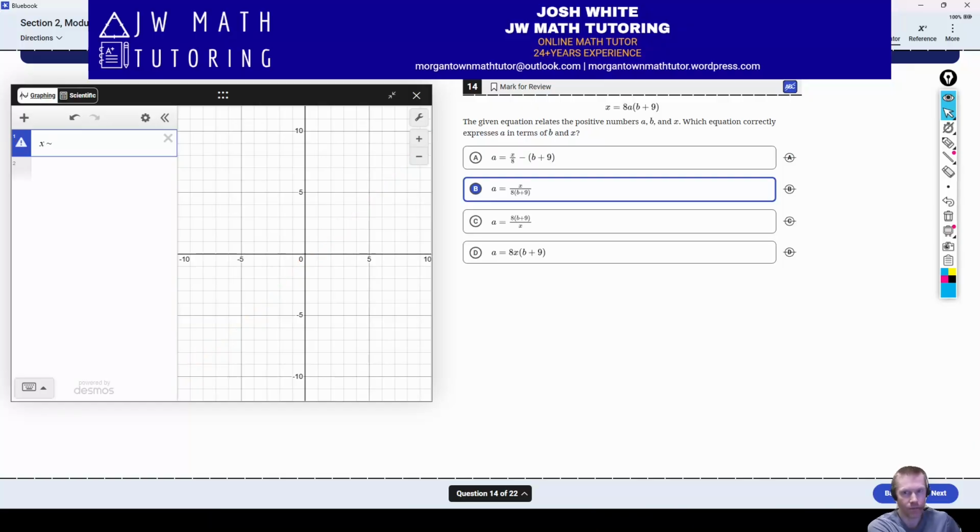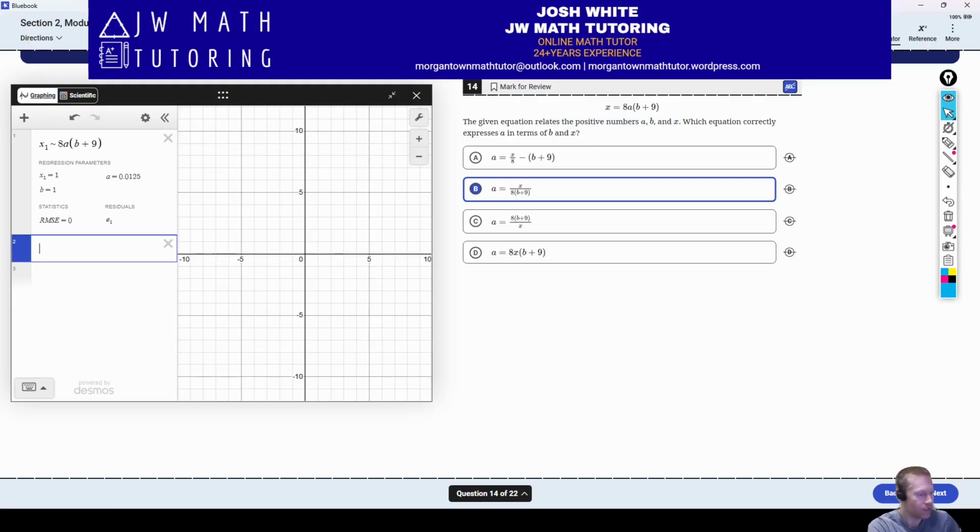So I'm going to type this. I'm going to use regression. And now, because I have an x here, I technically have to make this x1. Okay, it picked values for x and a and b, and it made them all positive, which is a requirement of the problem right here: the positive numbers a, b, and x.